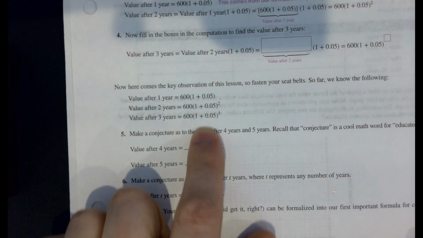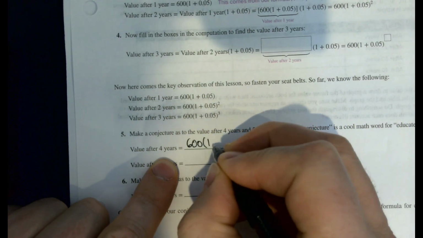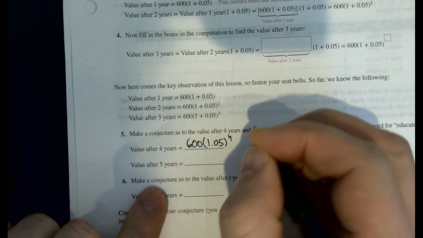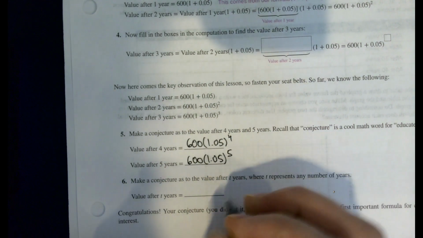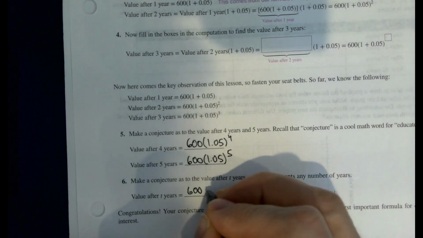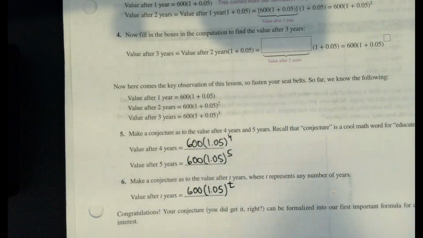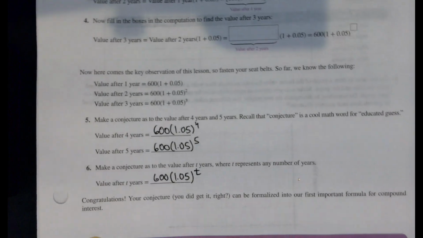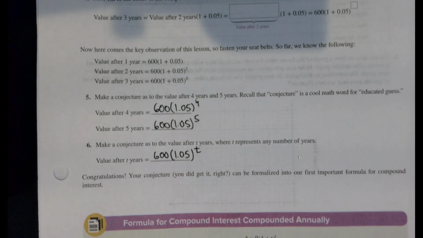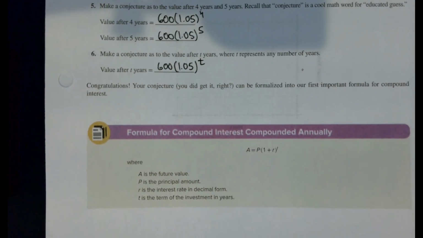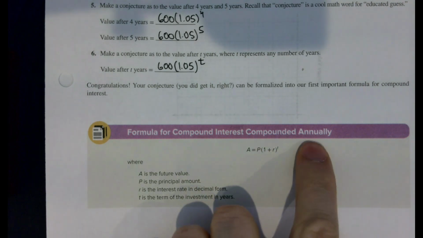We could just keep writing it this way. So if we wanted to do for 4 years, we could do 600 times 1.05 to the 4th power. For 5 years, 600 times 1.05 to the 5th power. If we want a t amount of years, meaning any number of years we want to use, we would just put a t there, and we could calculate as many number of years as we wanted. Turns out that is the compound interest for any amount of any value that is compounded annually.